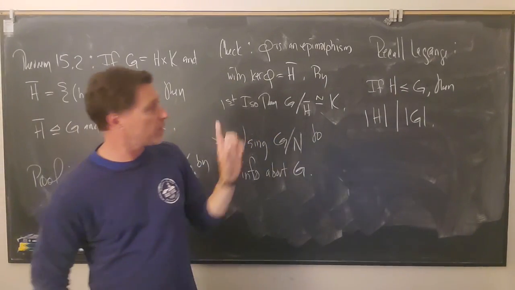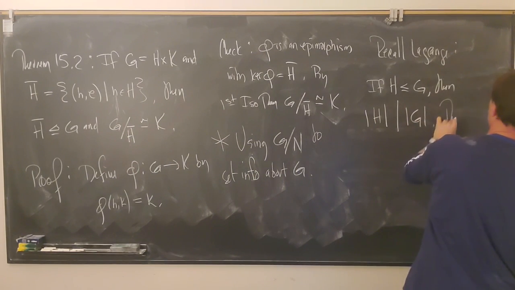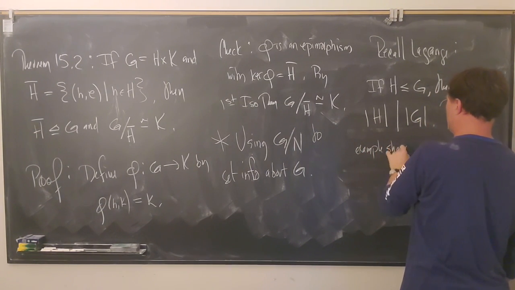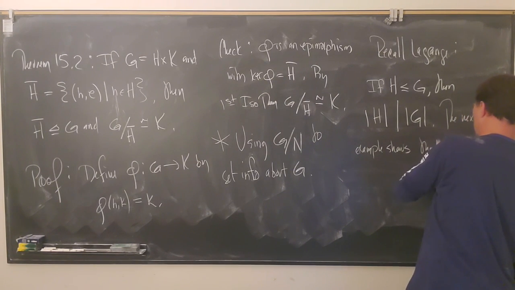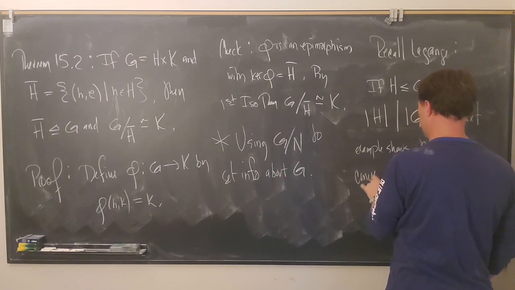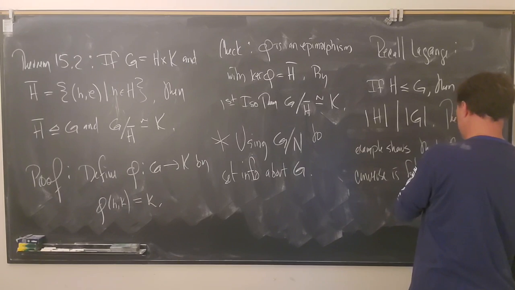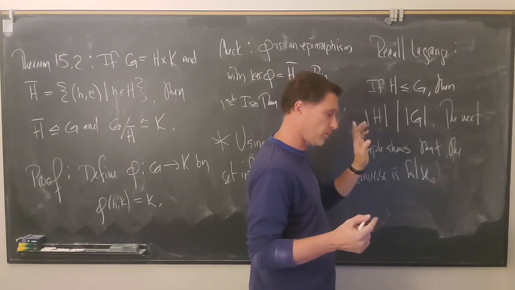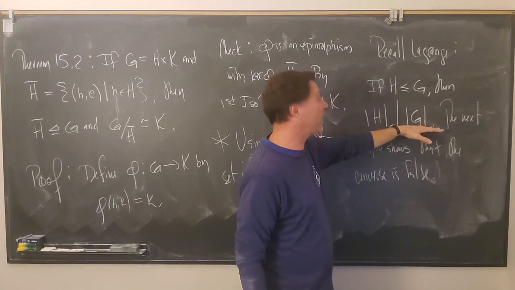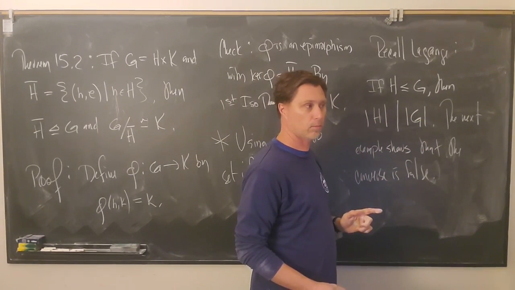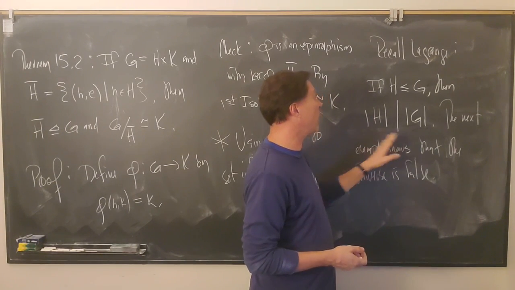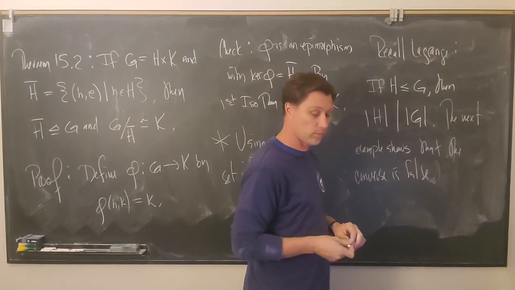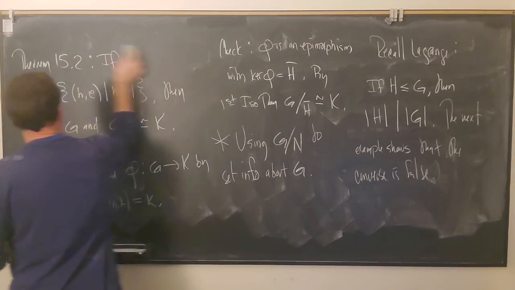Now, this next example is going to show that the converse is false. I guess you could call this the converse, and it is false in the following sense. We will show that just because you have a divisor of the order does not guarantee that you have a subgroup of that order. If you have a number that divides the order of G, that does not guarantee a subgroup of G that has that order. So divisors do not one-to-one correspond to subgroups.